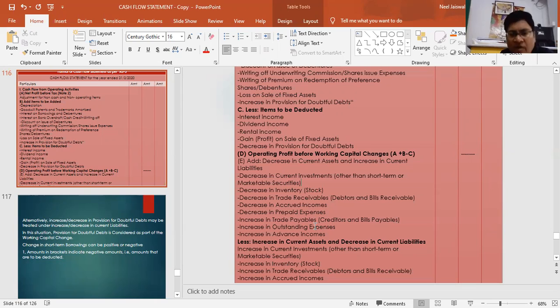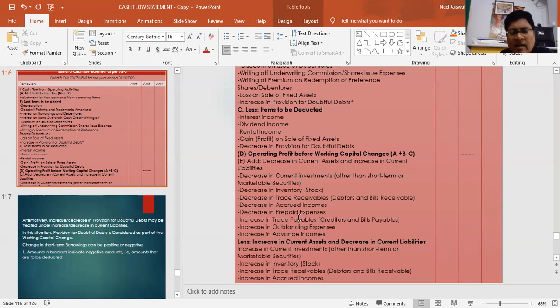So our cash is increasing. When cash is increasing, what is happening? Increase in current liability is taking place, and an increase in current liability means cash is also coming in. Because of the increase in current liability, we are adding them back. We are adding them in order to find out cash flow from operating activities. So increase in trade payables, increase in outstanding expenses, increase in advance incomes, these are all liabilities which we are adding back.